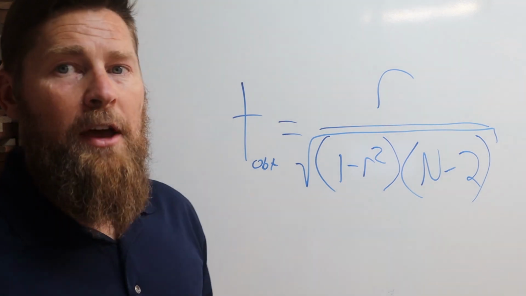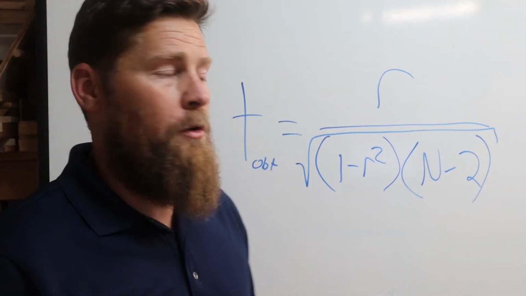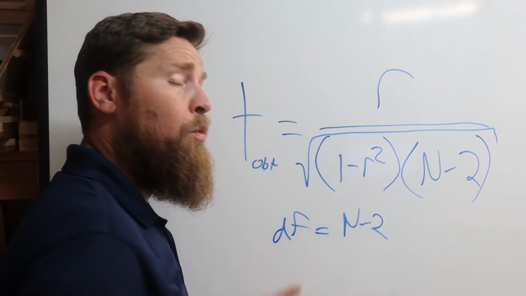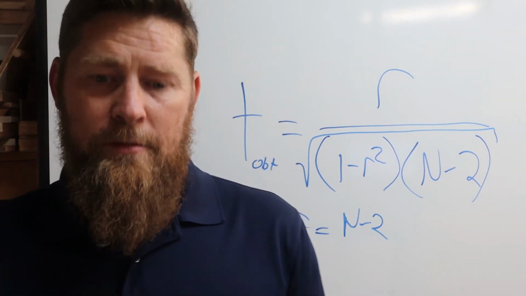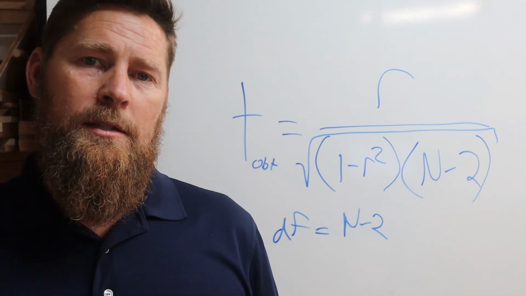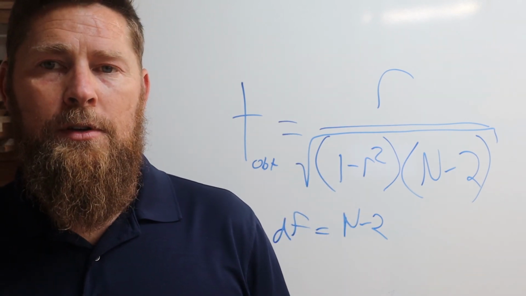And then that t obtained value will compare to our t critical value with the degrees of freedom as n minus 2. Why is it minus 2? Because we have an x and a y variable. So there you go. That's how you run a significance test on a Pearson's r correlation.